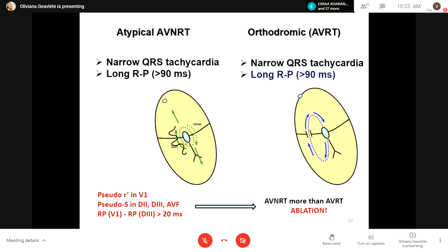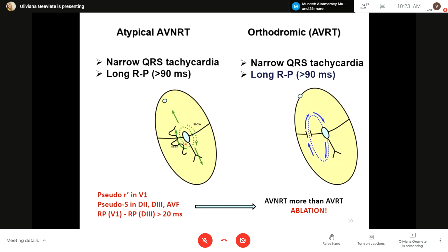How do you do the differential between a typical AVNRT and orthodromic AVRT? Both are narrow, and the pathophysiology is different. In AVNRT you have a pseudo R prime in V1, as we have seen. That R prime is in fact the P wave. You would have pseudo S in D2, D3, and aVF. These ones here are the P waves.